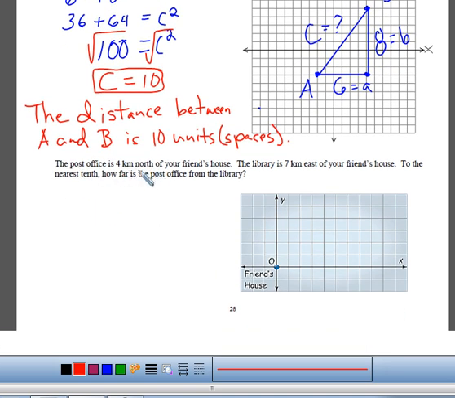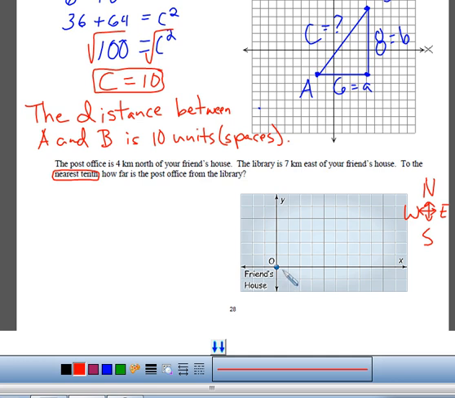The post office is 4 kilometers north of your friend's house. The library is 7 kilometers east of your friend's house. Round to the nearest tenth. How far is the post office from the library? Alright, so your friend's house is here at the origin. By the way, north, south, east, west directions. Whenever you have a north, south, east, or west problem, it might not be a bad idea to draw the directions so that you remember.